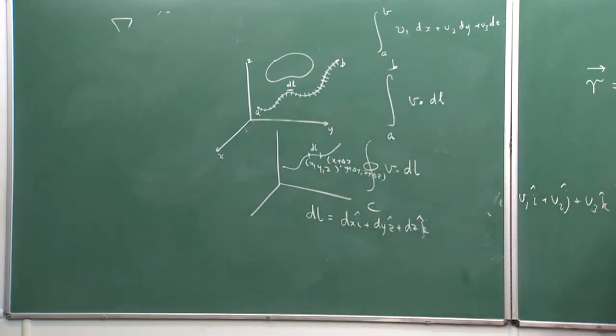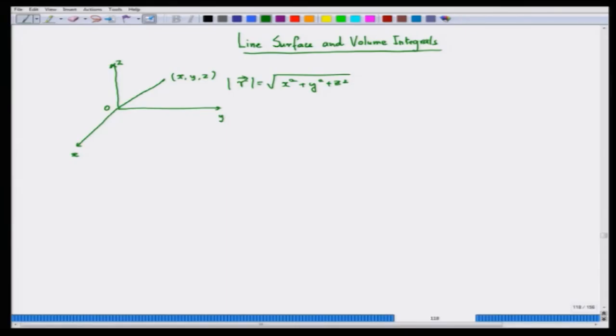So, let me just work out an example here. Let me now consider one example. Let the v vector be given as y square i vector, 2x into y plus 1. You see, it can be functions of x, y, z or just x, just y, whatever you want.